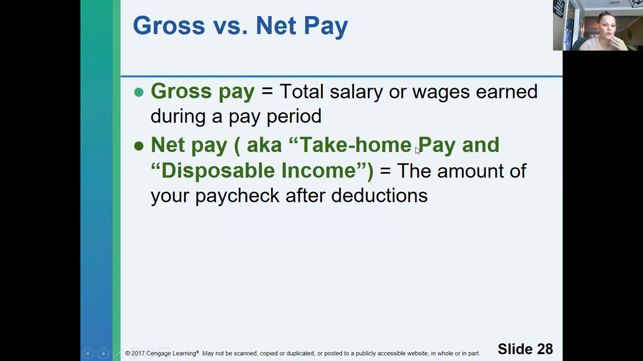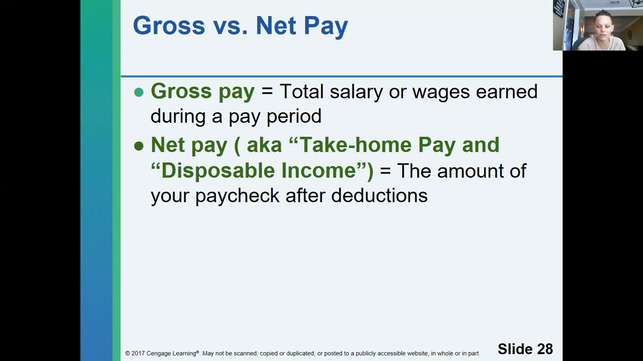Okay, so we've talked about this. I don't know if we've written it down. If you've already written it down, you don't need to write it again. But gross pay is the total salary or wages earned during a pay period. Where net pay, and I think we've written this one down, also called take-home pay or disposable income, is the amount of your paycheck after deductions.